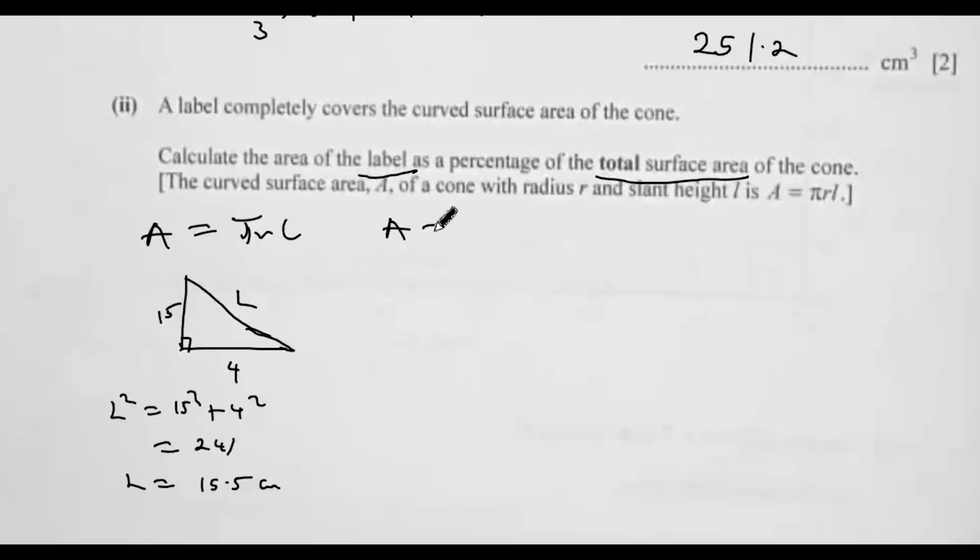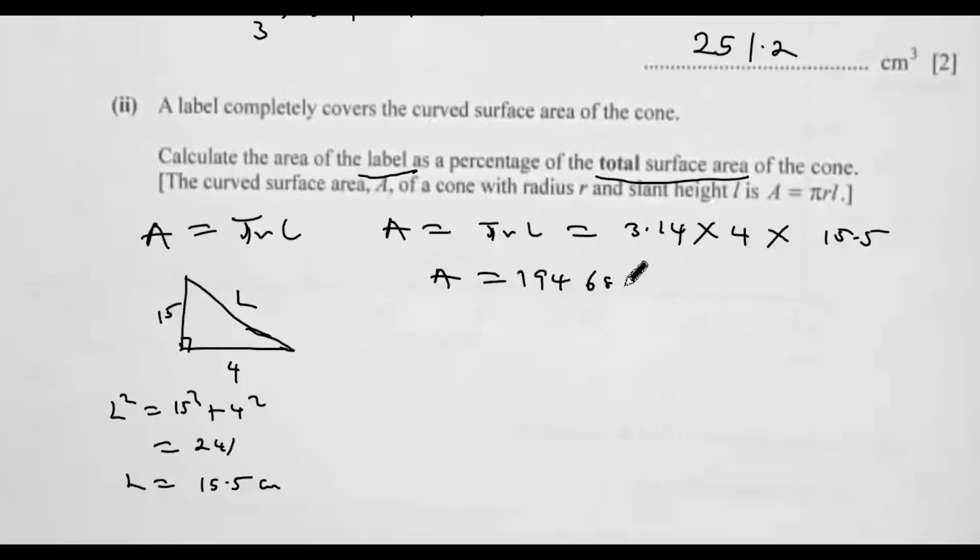The curved surface area is equals to pi r L, and that will be equals to 3.14 times the radius, given as 4 centimeters, times the slant height, that's 15.5 centimeters. So if you do this, the curved surface area will be equals to 194.68 centimeter squared. So that will be the area of the curved surface.